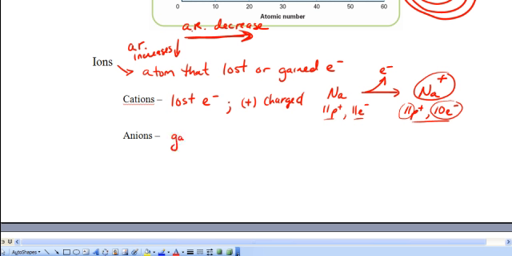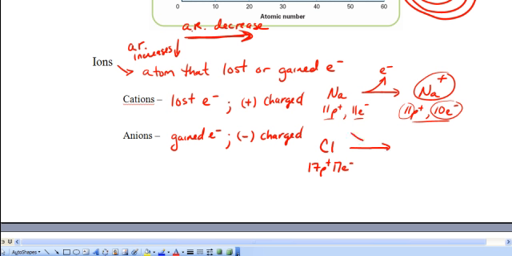On the other hand, you have what are called anions. Anions are the opposite. They have gained electrons. All right. If they take on electrons, they will be negatively charged. And the example we want to use here is chlorine. Chlorine has 17 protons, and therefore it has 17 electrons when it's neutral.